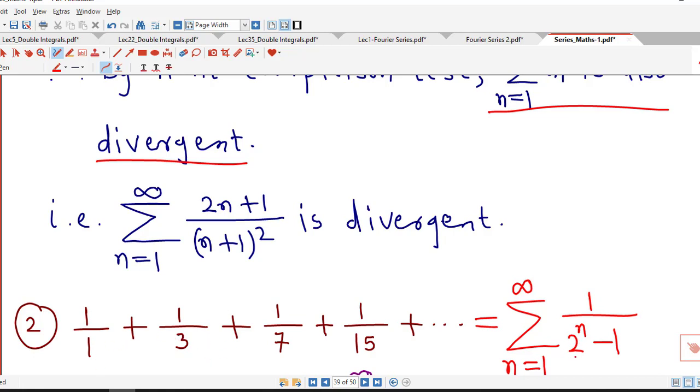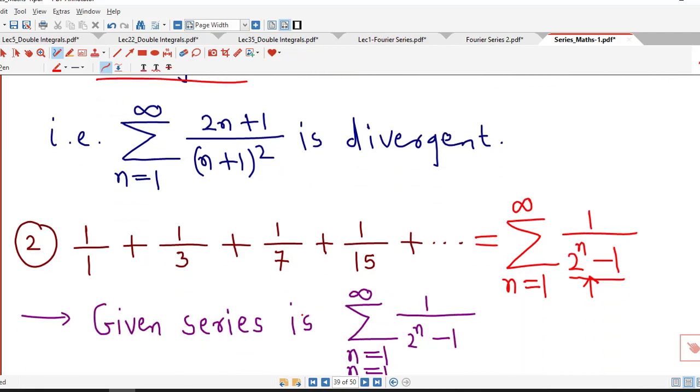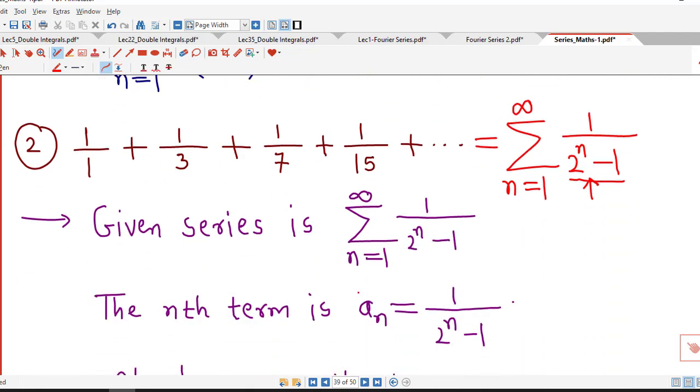When n is 1, we have 2 minus 1, which is 1. When n is 2, we have 2 square minus 1, that is 4 minus 1, which is 3. When n equal to 3, we have 2 raised to 3, which is 8 minus 1, 7. So this is sigma notation, and nth term is 1 over 2 raised to n minus 1.